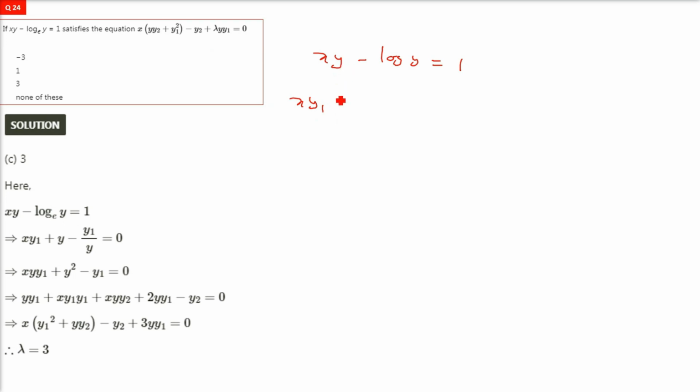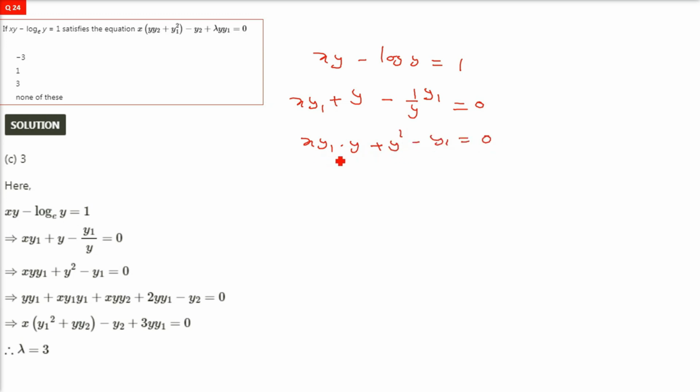So x, first term, x y1, then we have y. Differentiation of x will be 1 only. Log y is 1 by y, and differentiation of y will be dy by dx, you can write it as y1, and this is going to be 0. Now multiply everything with y. So x y1 into y plus y square minus y1 is equal to 0.